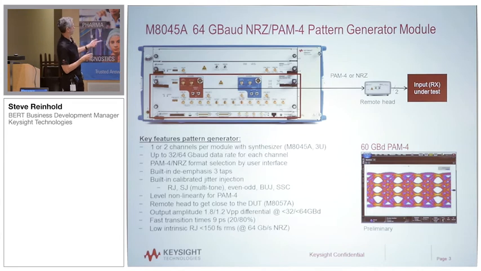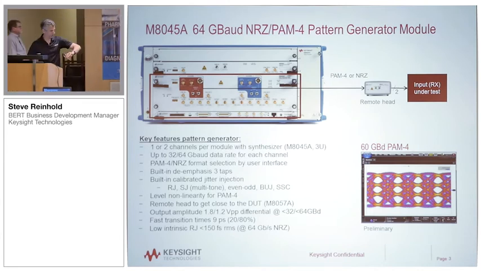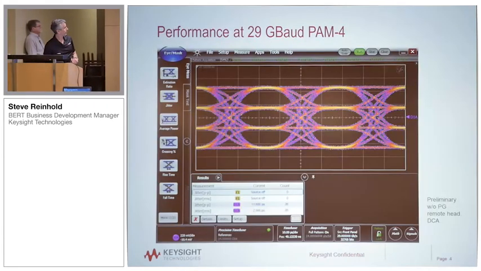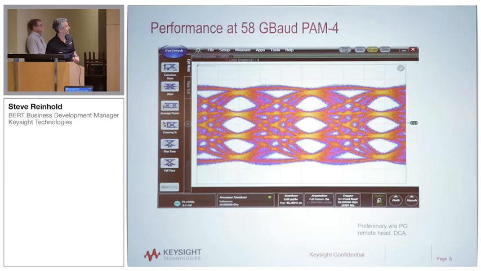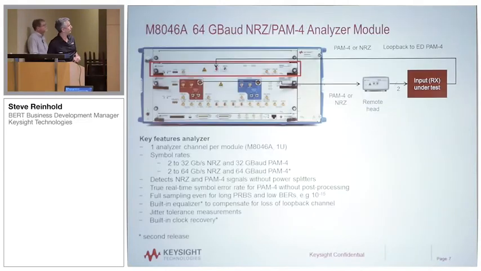We'll just move on in the interest of time. Quick look at the eye diagram. We'll be looking at that live. That's a 28 gigabaud, 58 gigabit NRZ, and 58 gigabaud PAM4. That was the same signal that Rob was using earlier in his transmit demo.